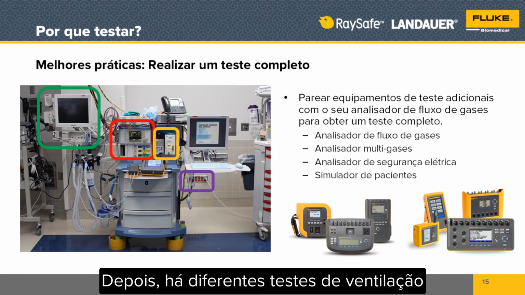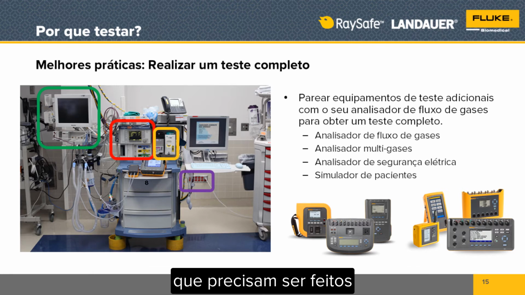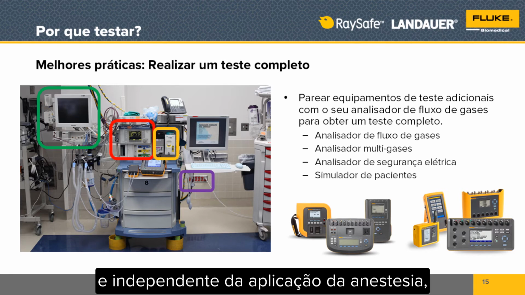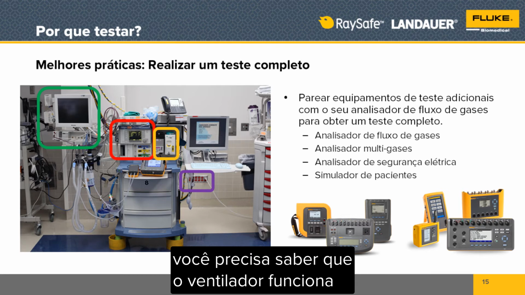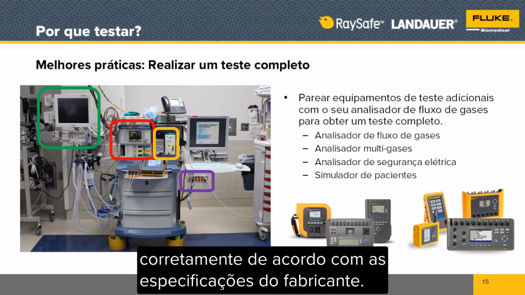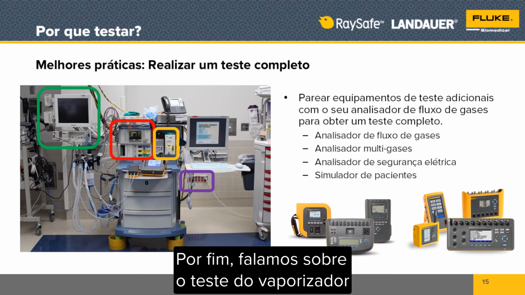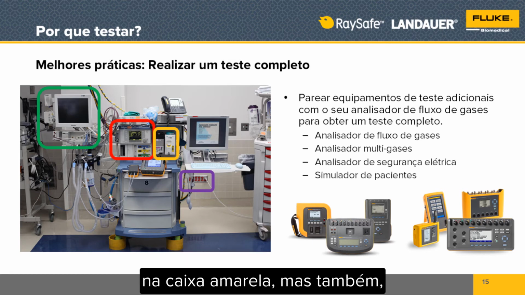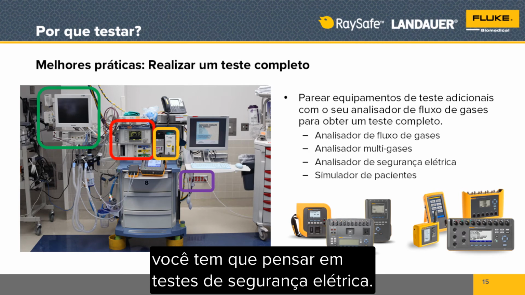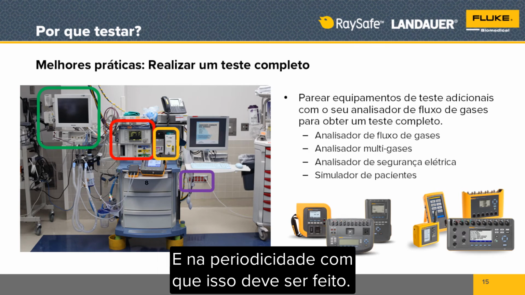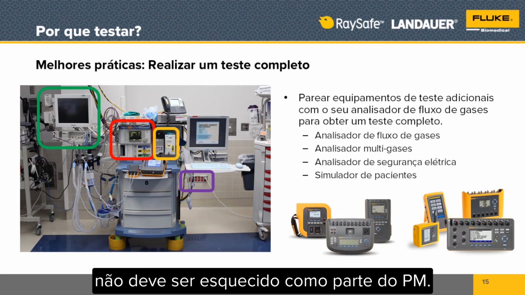Then there's all the different ventilator tests that need to be done. And independent of anesthesia delivery, you have to know that the ventilator performs correctly to the manufacturer specification. And then lastly, we've talked about the vaporizer testing in the yellow box, but you also have to think about electrical safety testing and what periodicity that should be done. Electrical safety testing should not be overlooked as part of the PM.